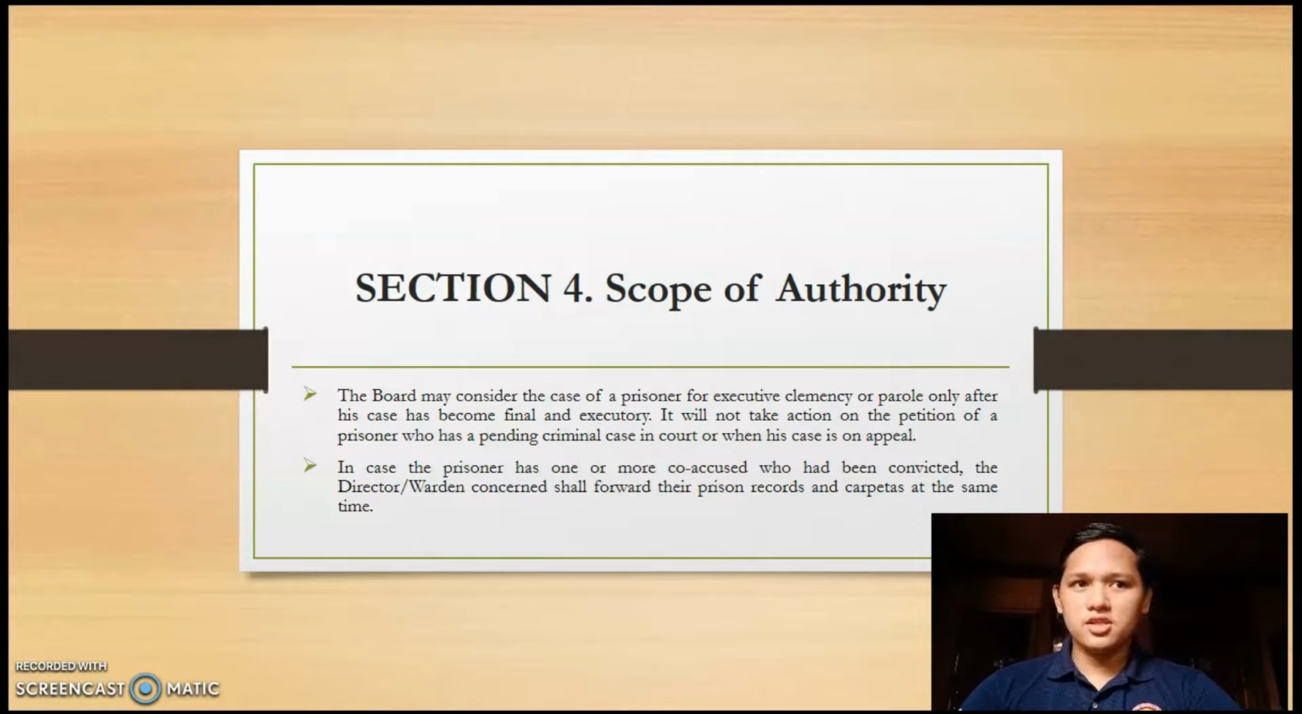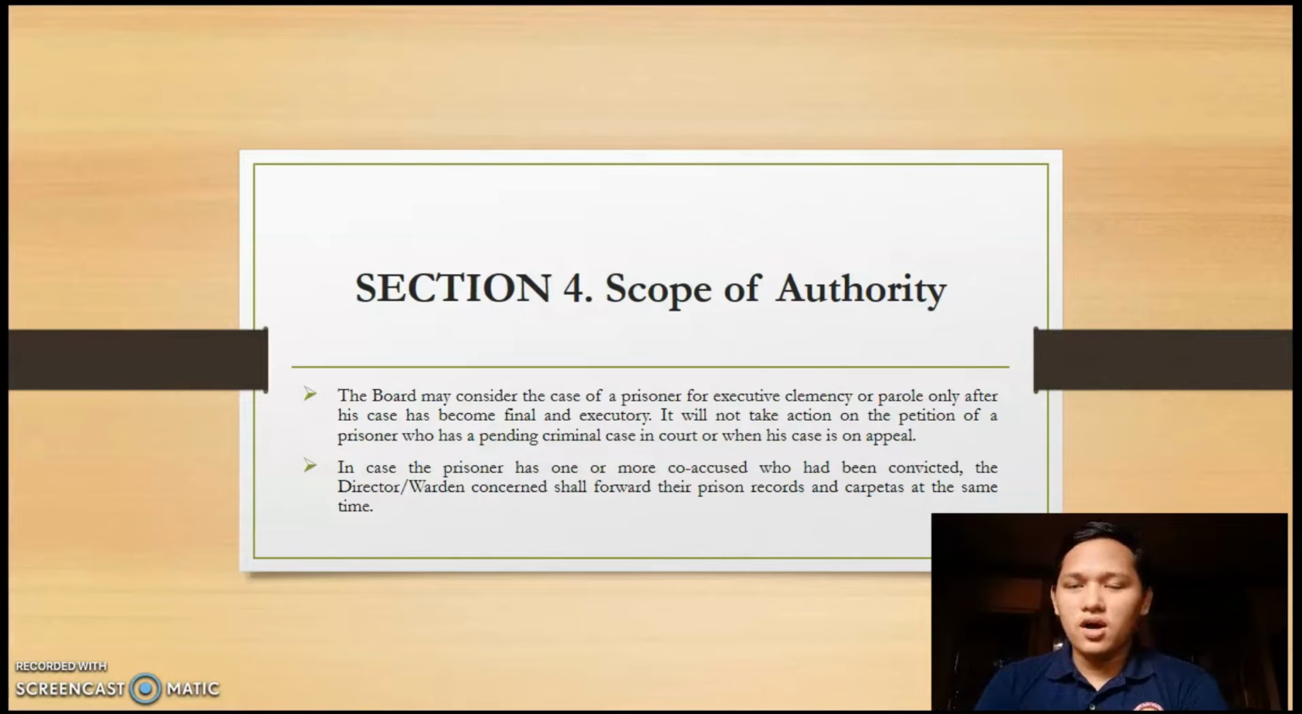So this means that the commutation of sentence, conditional pardon and absolute pardon may be granted by the President upon recommendation of the Board, or the reduction of the period of prison sentence, only if the case is concluded. You cannot proceed with this executive clemency if the prisoner has an ongoing court appeal, which is a criminal case.